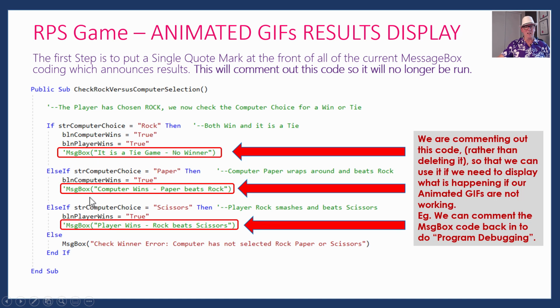Now, why aren't we just deleting those lines of code in red? Well, we're just keeping them there because maybe with our animated GIF something goes wrong and it's not working properly. We could turn back on the message boxes and see, okay, let's work out that it was a tie game, so we shouldn't be seeing anything flashing. We should just be seeing normal pictures. And let's check that out by using the message boxes to see what's happening. So we could always comment them back in later to help us work out if there are problems. So we're just doing it that way rather than deleting them.